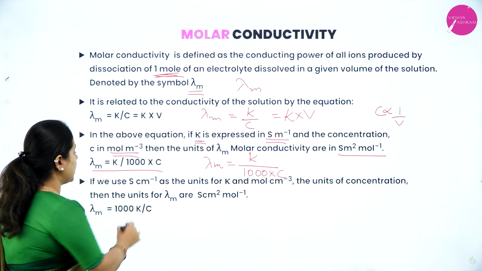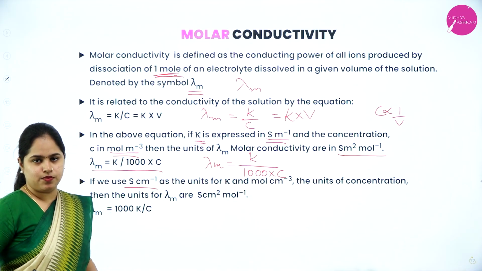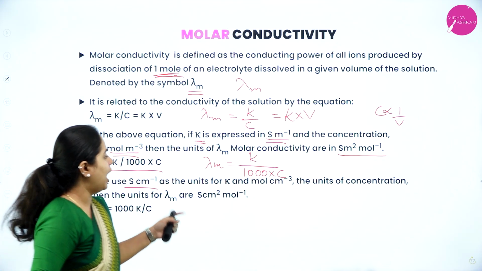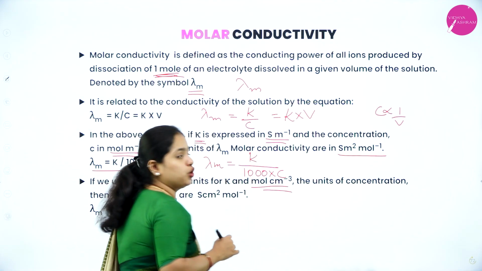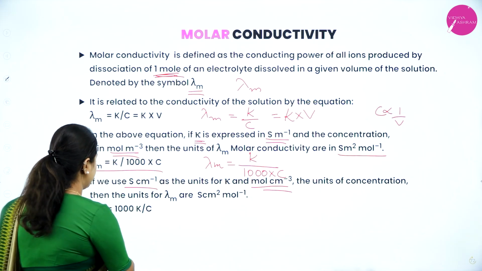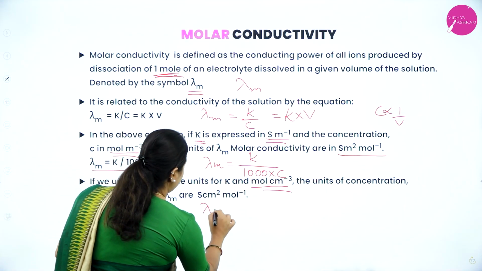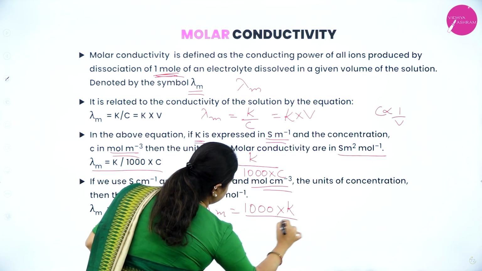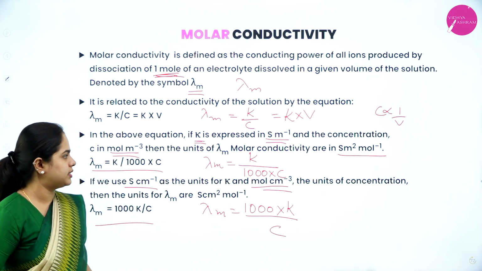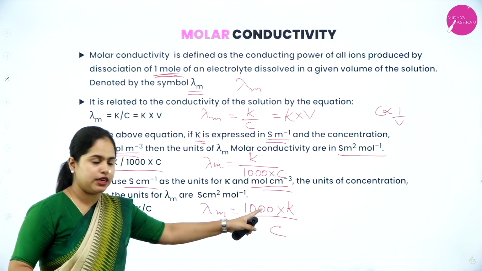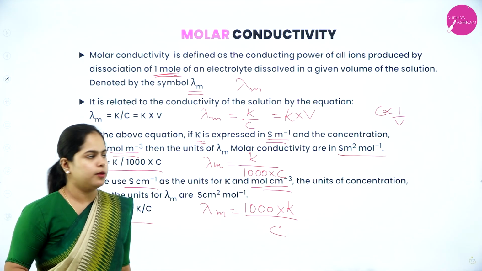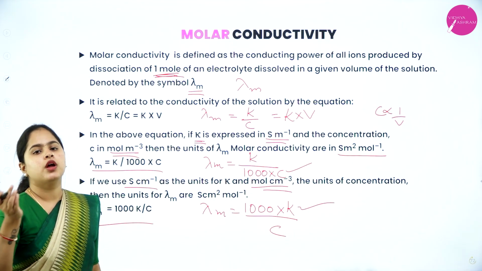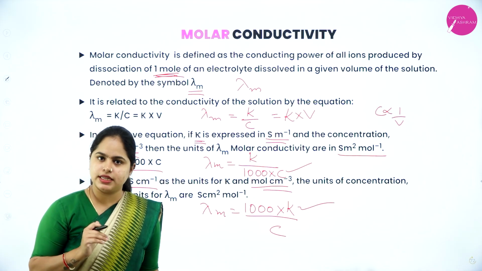Now if the unit of K is Siemens per centimeter, and mole per centimeter cube is the unit for concentration, then we use this equation, that is lambda m is equal to 1000 into K by C. Here the 1000 is in the denominator, here the 1000 is in the numerator. So these two equations are important for calculating the molar conductivity. I hope it is clear.